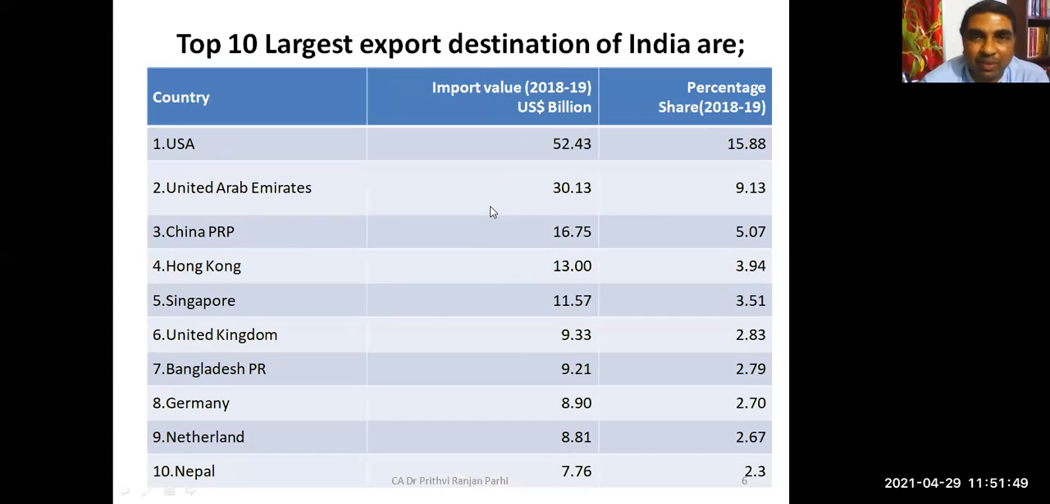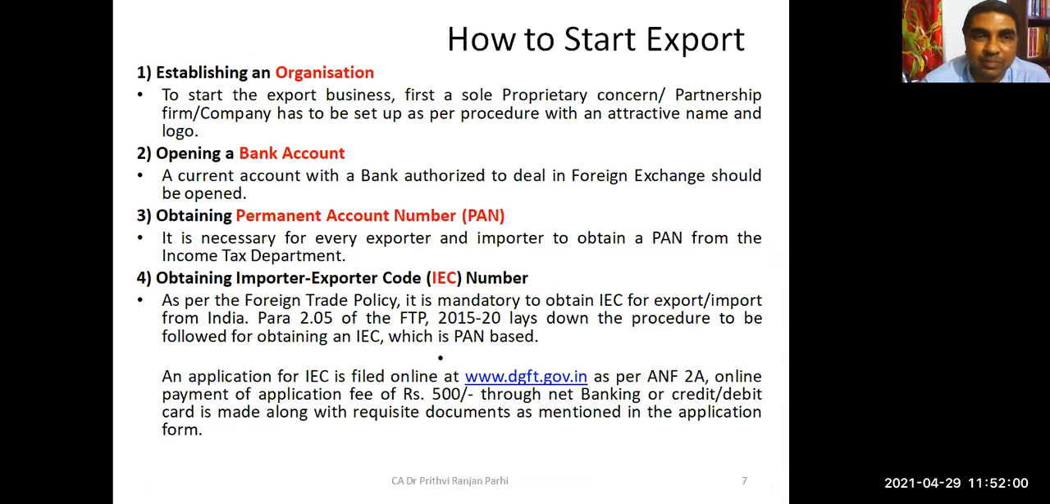Now coming to our exports. We export to USA, UAE, China also, Hong Kong. So these are the countries to whom India exports. Now let us understand how to start export. Since we are studying international trade and business, we need to understand the export process.